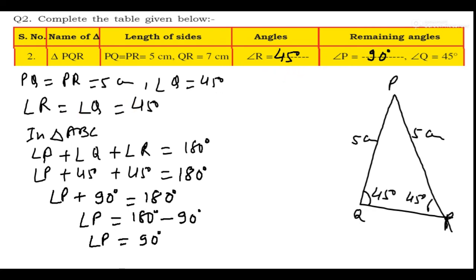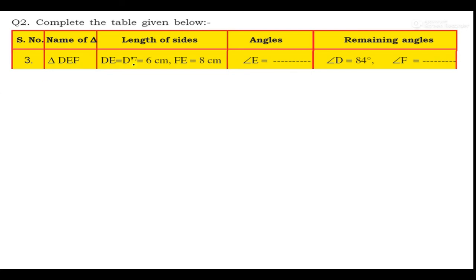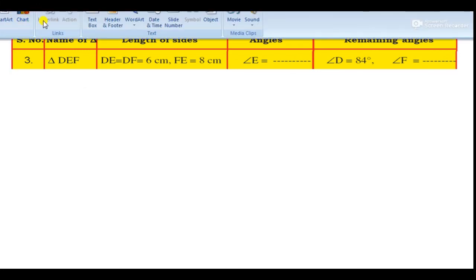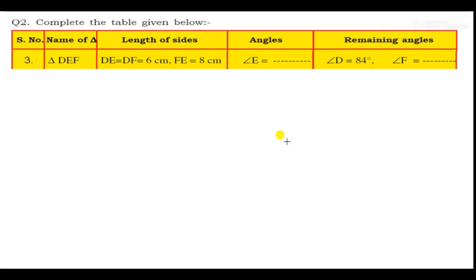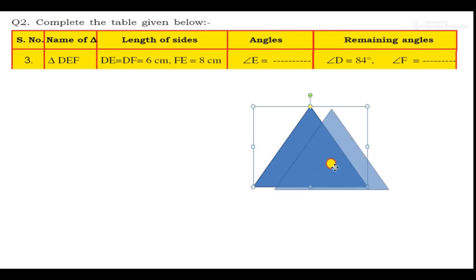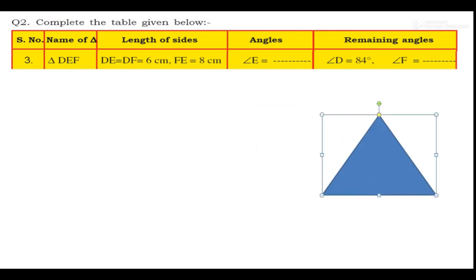Now come to question 14. Now complete the table given below. The third one is a triangle DEF. So first of all you can draw the triangle DEF. I will draw it like this triangle.